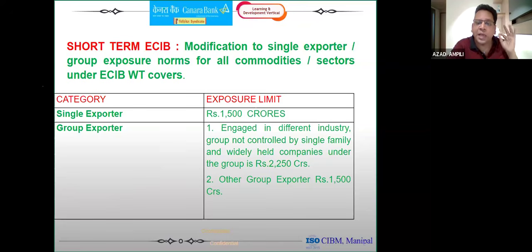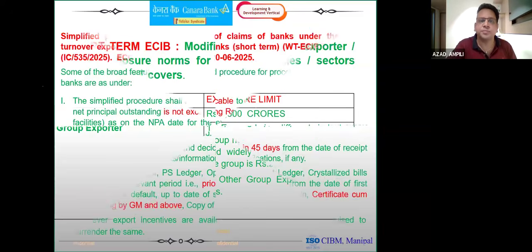Group means engaged in different industries, a group not controlled by a single family, and widely held companies under the group, at 2250 crores. If one single family is not controlling, then only we will treat it as a group. In such a case only we are giving the exposure limit of 2250. And single exporter is 1500 crores.